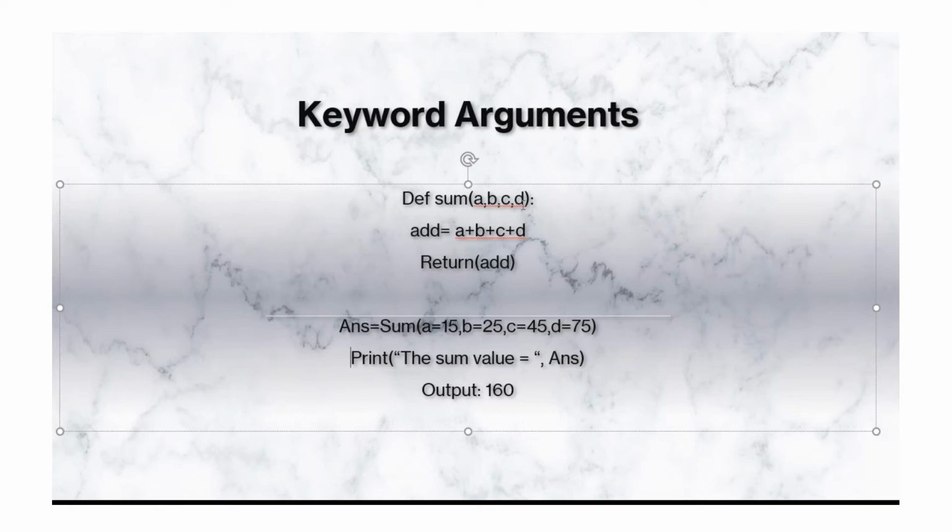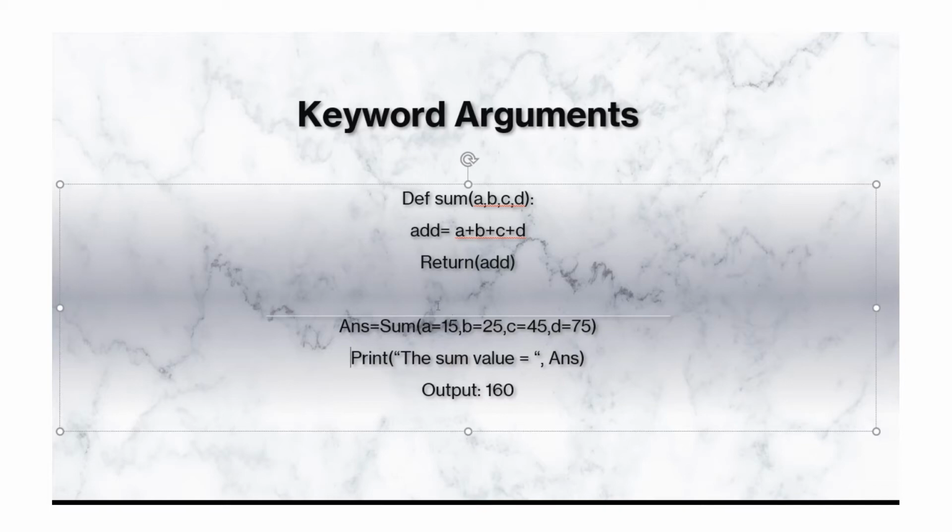Here the term keyword arguments comes in. All these are arguments, and we are passing values to all the arguments. We can use the keys also, and that is called keyword argument. So you are passing the values of the arguments with their respective keys A, B, C, D. Now we are passing some values: A as 15, 25 to B, 45 to C, and 75 to D. So we are calling the function sum.